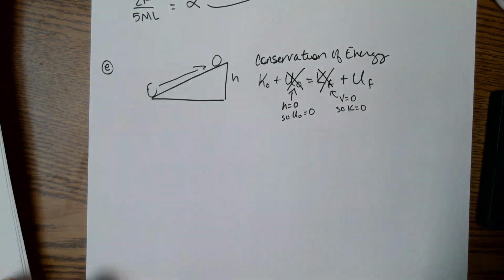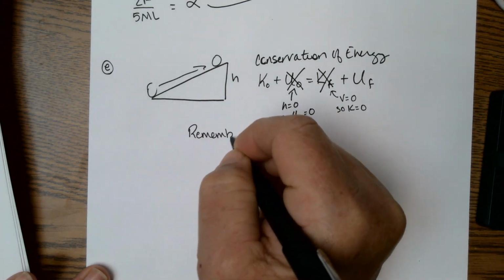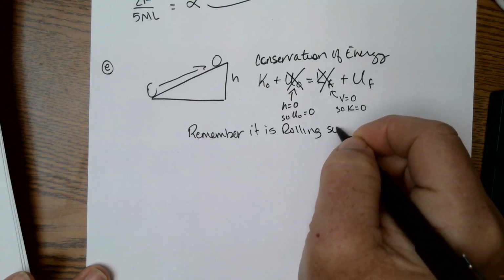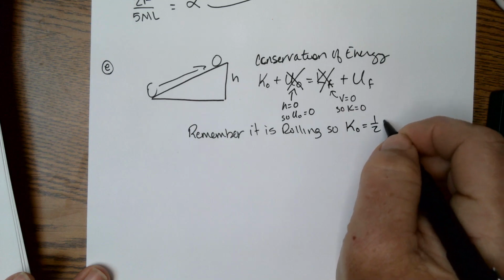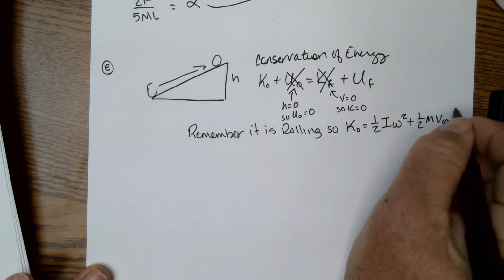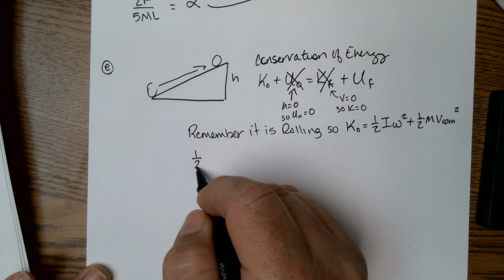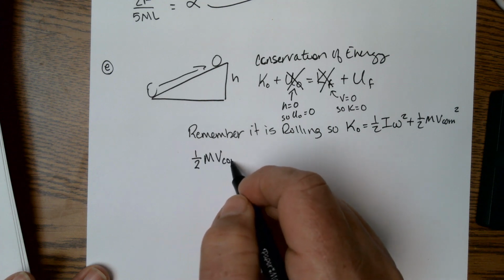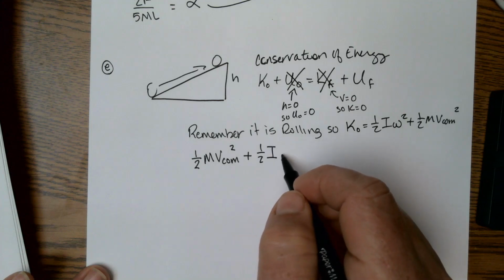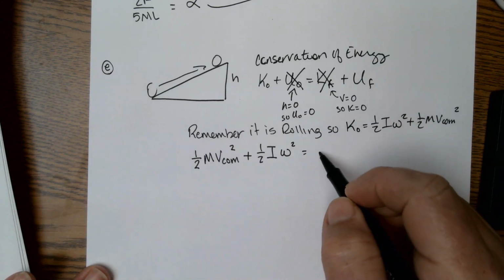So the kinetic energy initial, remember that it is rolling, so the K naught is going to be 1/2 I omega squared plus 1/2 m v com squared. Okay, don't forget that we have to have both of those. So we'll start with them. It doesn't matter what order I write them in, so don't say, well, you wrote them backwards a second ago. Does not matter. I'm leaving everything generic right now. We'll fill everything in a second. And then the final height is mgh.